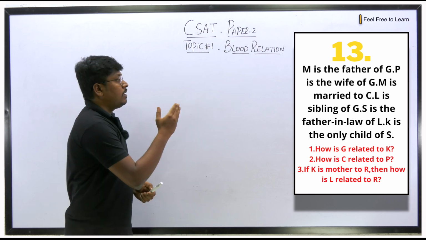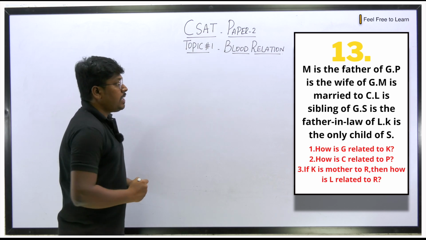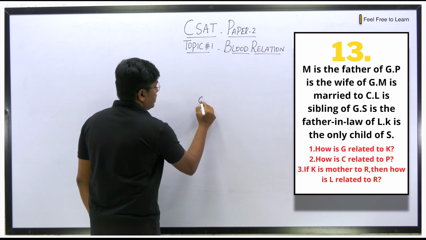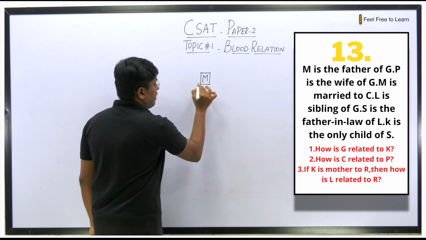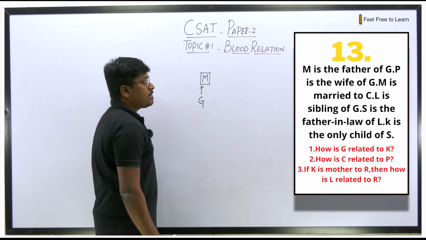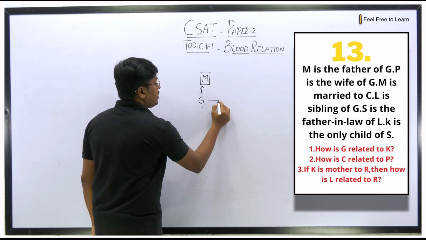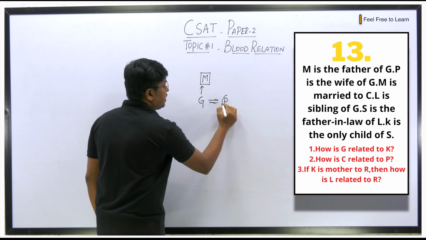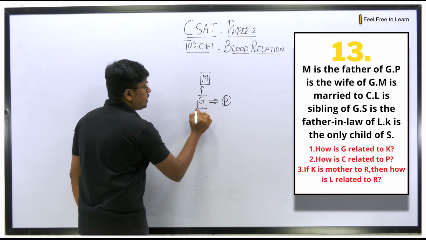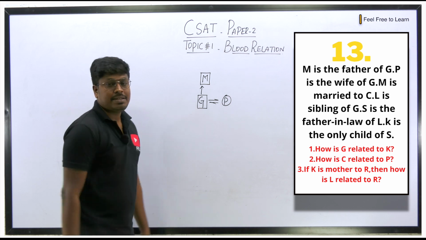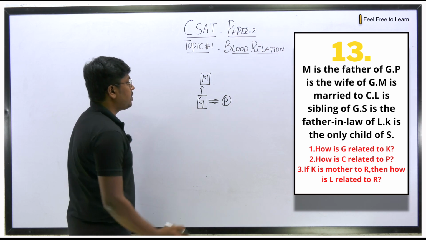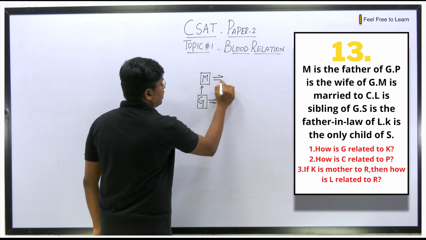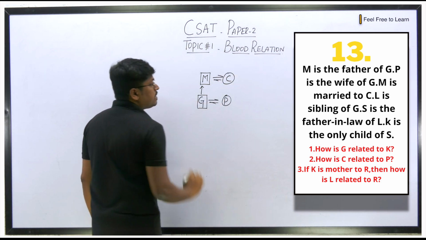13th question. So M is father of G. So G's father is M. So M is a father, a male person. So P is the wife of G. So G's wife is P. So if G's wife is P, then we can say that G will be the husband of P. So we can say G will be the male person. So M is married to C. So C will be the female person.